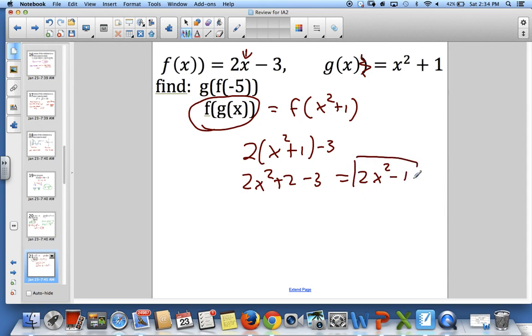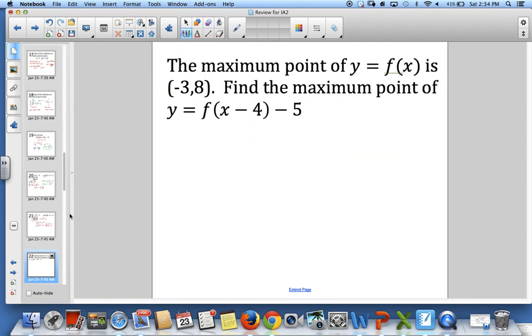And that's going to be my final answer to that problem. Okay, we're winding down. Let's get through this here. And the maximum point of the graph, we don't know what the graph looks like. We do know the maximum point is at negative 3, 8.